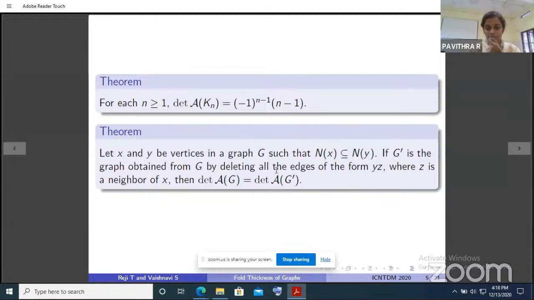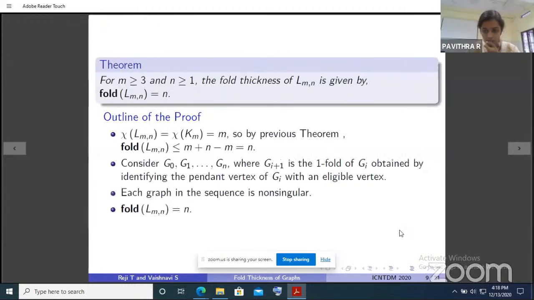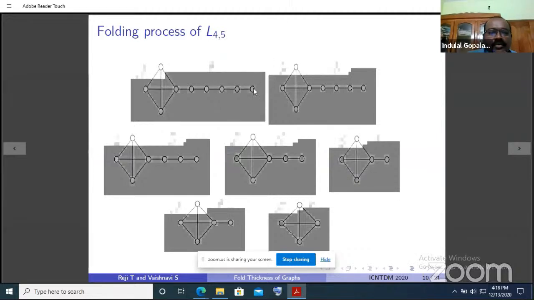Okay. Also, you go to slide 10. See how you find the folding of L45 here. So first this is the first graph L45. Then I consider a pendant vertex and fold it with the eligible vertex. This vertex and this vertex are folded. So the alternating vertices are folded. Then I get this graph. Then continue the process on the remaining graphs until the complete graph is obtained.